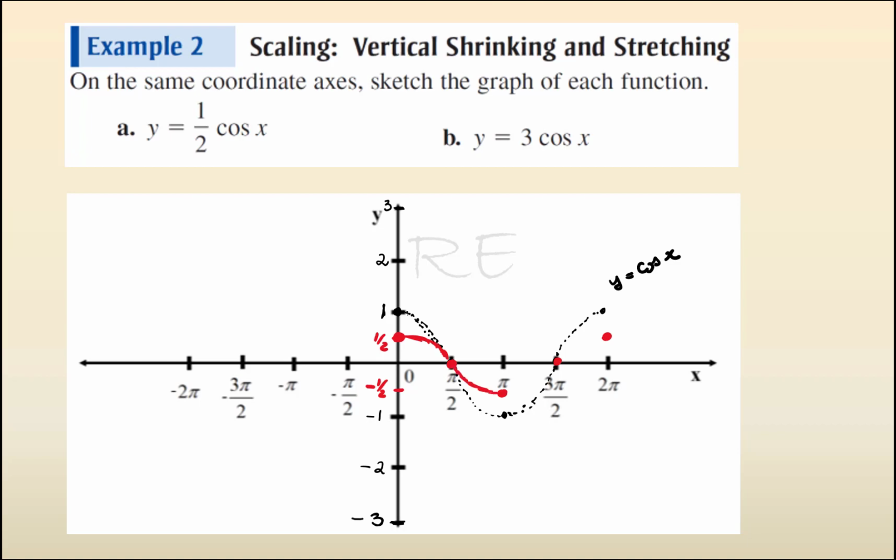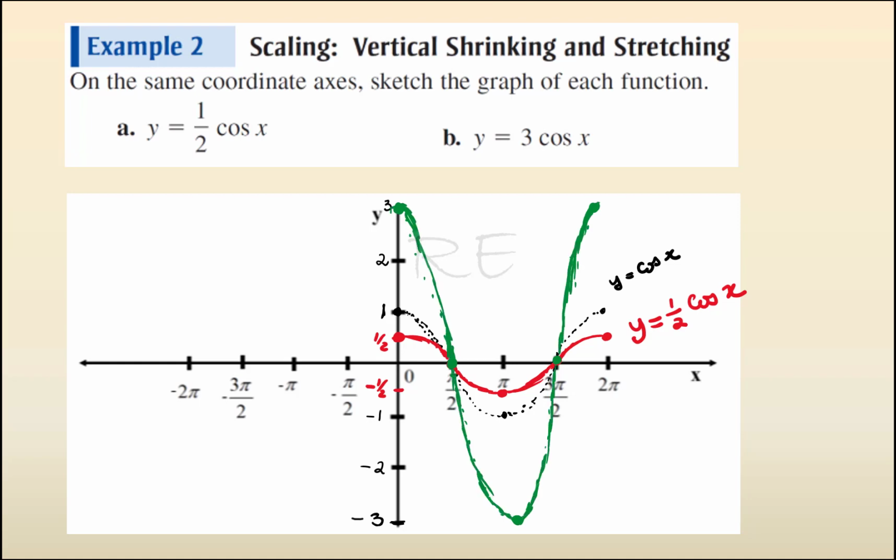The zeros are going to be the same, but the top and the bottom are going to be respectively 1/2 and negative 1/2. Now y equal to 3 cosine x. The amplitude is 3, so the top and the bottom are going to be 3 and negative 3 respectively. The zeros will not change, so we'll have a stretch.